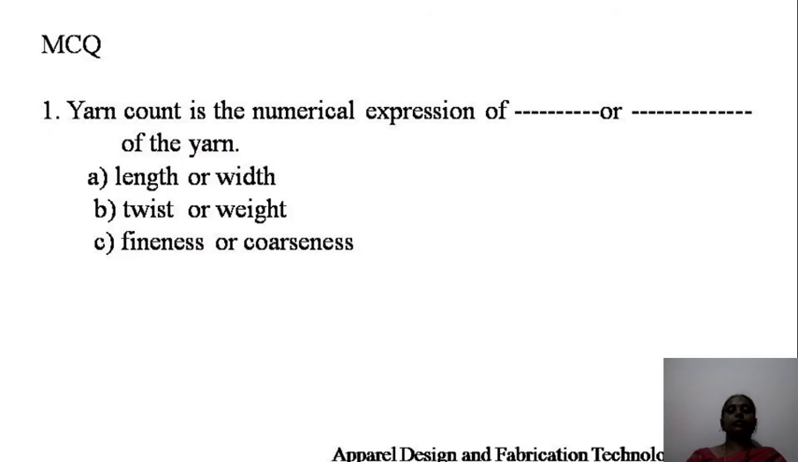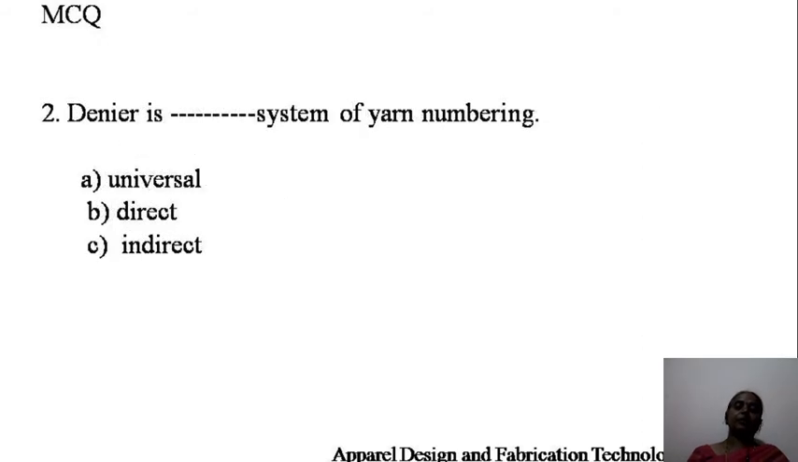After this, you have to choose the right answer. Yarn count is the numerical expression of dash or dash of the yarn: length or width, twist or weight, fineness or coarseness. Length and width are not at all related to count. The right option is fineness and coarseness. So yarn count is the numerical expression of fineness or coarseness of the yarn. C is the right answer option.